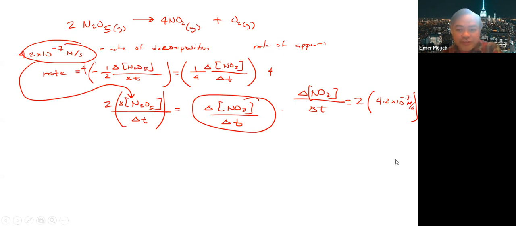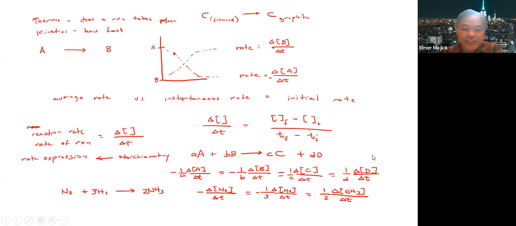So if I'm going to put it doon sa example ko dito, let's say I have 1 times 10 to the negative 5 dito. So ano yung rate ng decomposition ng H2 at ng NH3? So you have to do it 1 by 1.